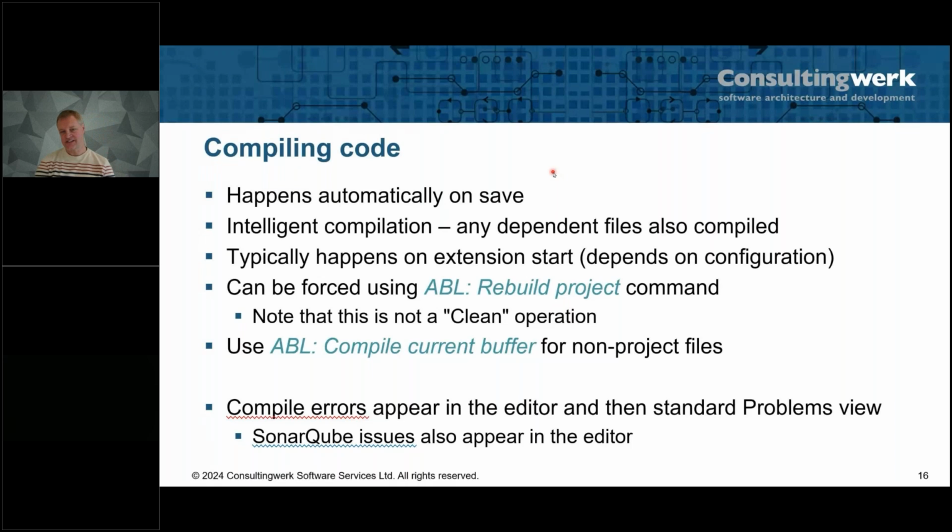Usually a check is done on extension start. So when you start Visual Studio Code, depending on configuration, you decide when and what you want to automatically build. But you can force a whole project to rebuild using the ABL rebuild project command. This is not a clean; clean would delete the R code first and then recompile. This just recompiles everything. And there is a command, compile current buffer, for files that are not in a project. So you can just compile those and see if they work.